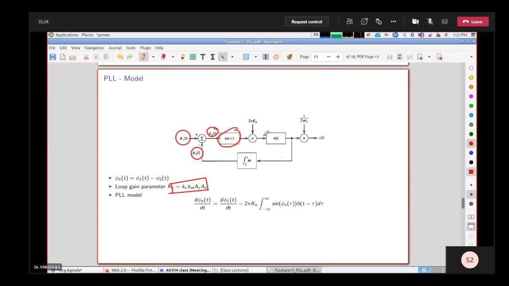This then passes through our filter h of t, and then it is passed into this VCO. The VCO is now modeled as an integrator. This is modeled as an integrator because we know that phi2 of t is related to this input via an integration. It is 2 pi kf into the integral of this output coming from here. Because kf and 2 pi are already taken care of here, we are just writing it as an integrator. So this is the control loop that we had.